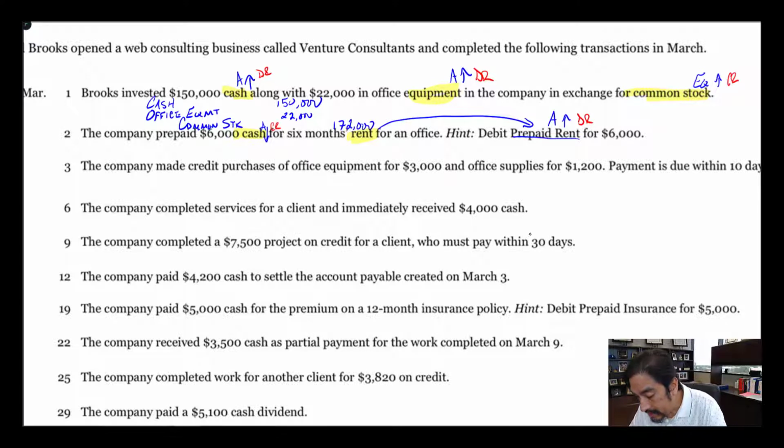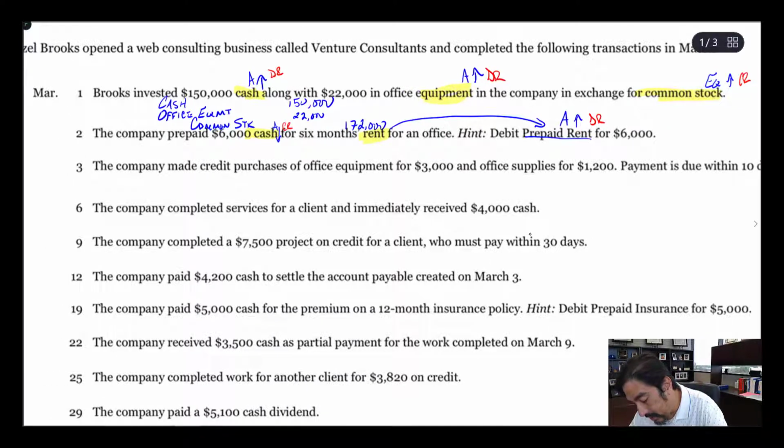So I'm going to debit prepaid rent. I don't know if I should continue to try and force all this stuff in here. I'm going to try. Prepaid rent is our debit for $6,000, and cash is our credit for $6,000.